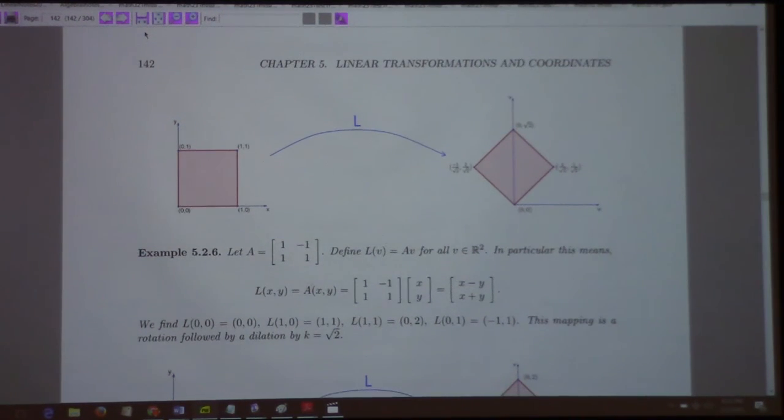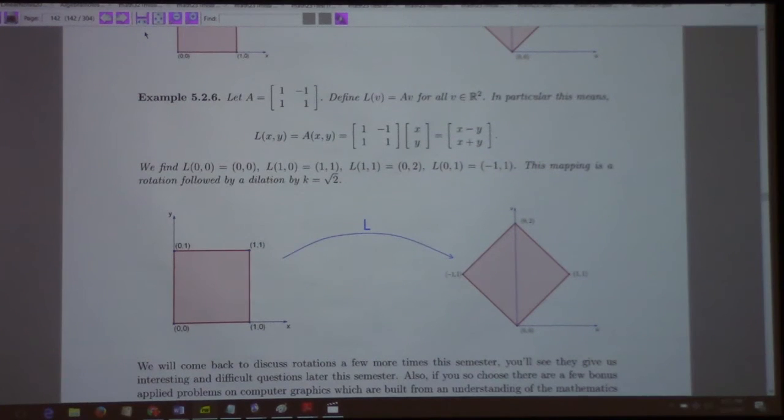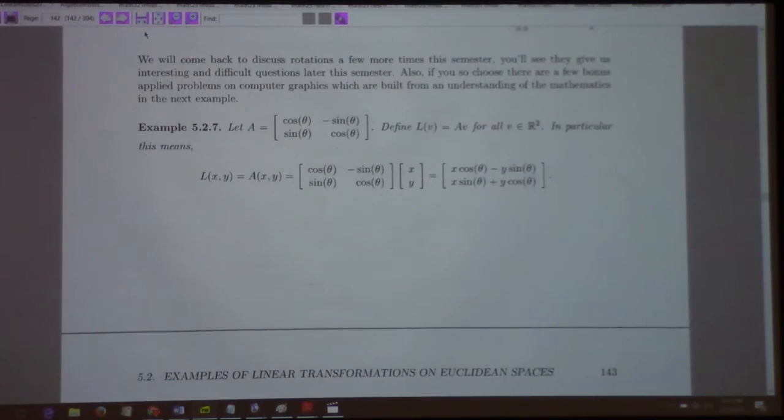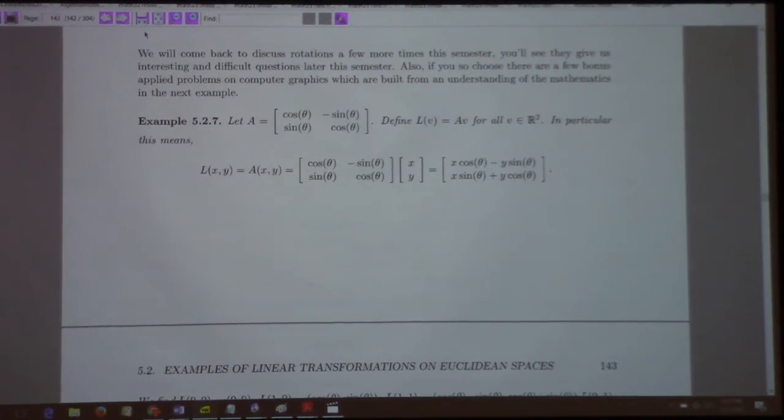Rotations are fascinating. This is a rotation and a dilation. So what you're looking at is a rotation by 45 degrees followed by a dilation of root 2. It takes the unit square and rotates it, and my picture's not very good, but this is actually a bigger square because that has length root 2, whereas this is length 1. So my picture's not to scale, sorry. That's a rotation by an arbitrary angle right there.